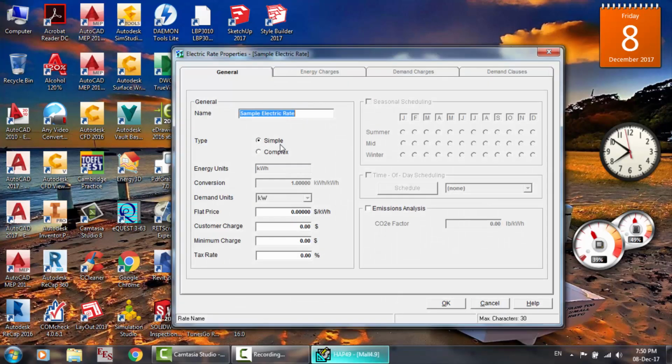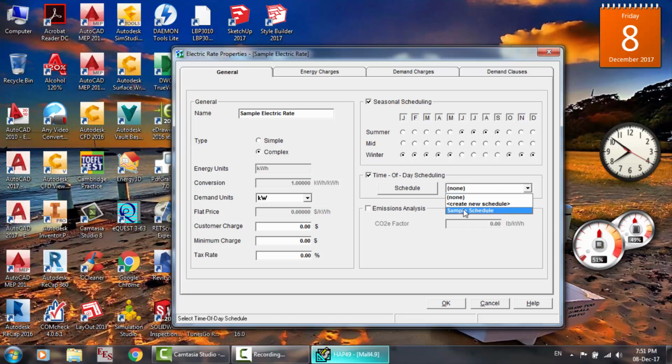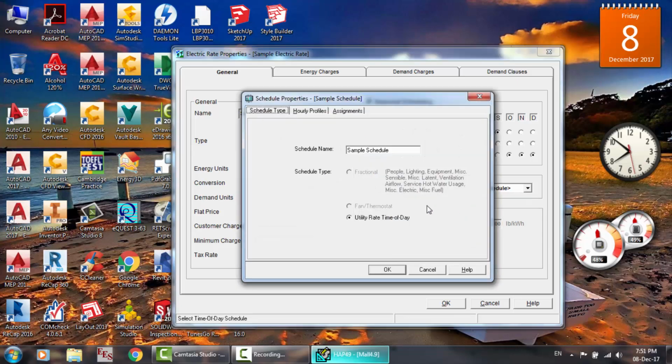You can make here electric, simple, complex, like what we did. Here the time of day is none. So you can select your sample schedule, and if you don't have a sample schedule, you can create a new schedule. So now here we have to get the utility rate time of day.